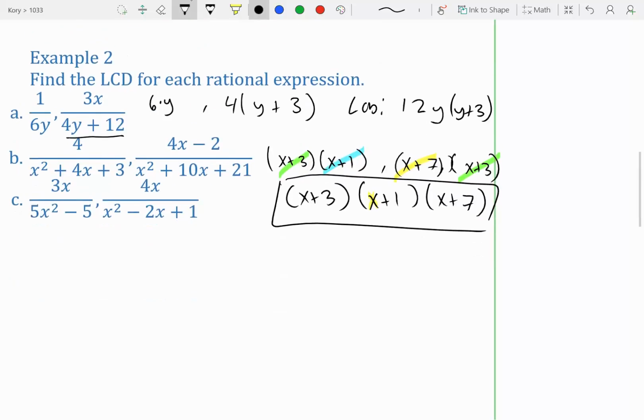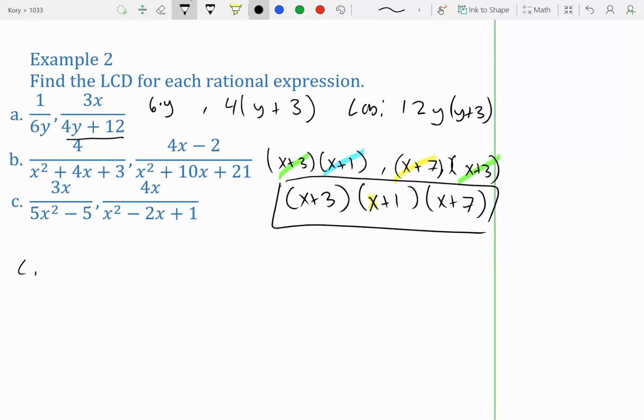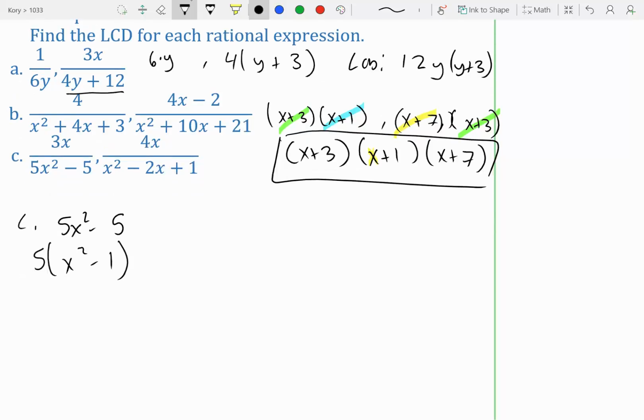Now, last one, C. Let's take a look at only our denominators. So we have 5x squared minus 5. So we can factor that down. They both have a 5 in common. We have x squared minus 1. And we can keep factoring because x squared minus 1 is a difference of squares, so that's 5 times x plus 1, x minus 1. Next, we have x squared minus 2x plus 1. So we can factor that trinomial into x minus 1, x minus 1.